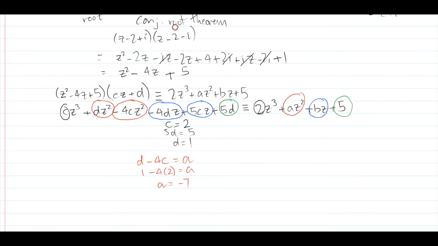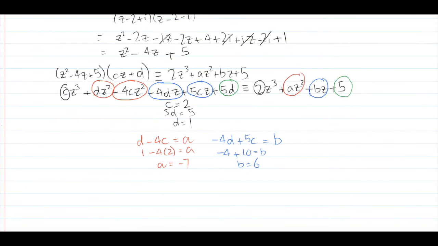Now we just need to find our b. Same thing, you apply the same method for b. Negative 4d plus 5c. You can take out the z because both sides already have z, equals b. Well, d is just 1. Negative 4 times d is negative 4. 5 times c, 5 times 2, is 10. So I should write 10 over here. And we have b, and that should give us 6. Right, a equals negative 7, b equals 6.